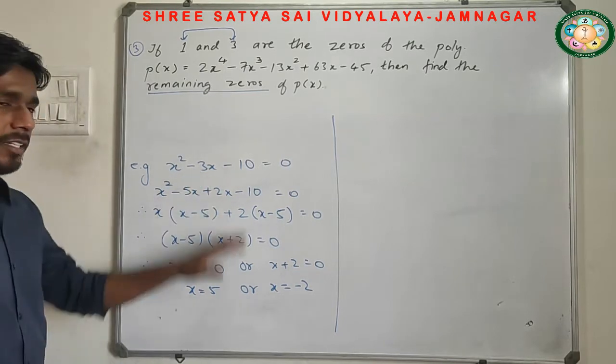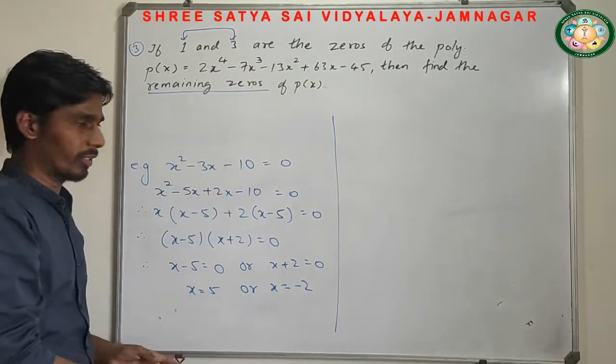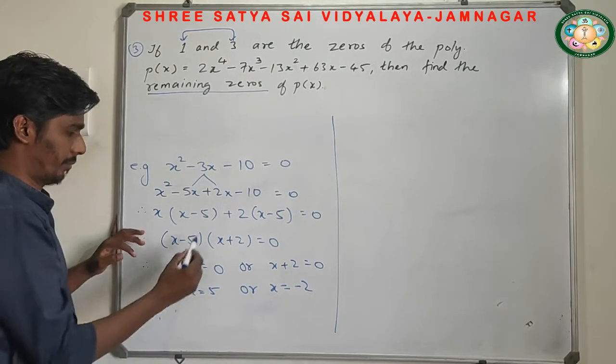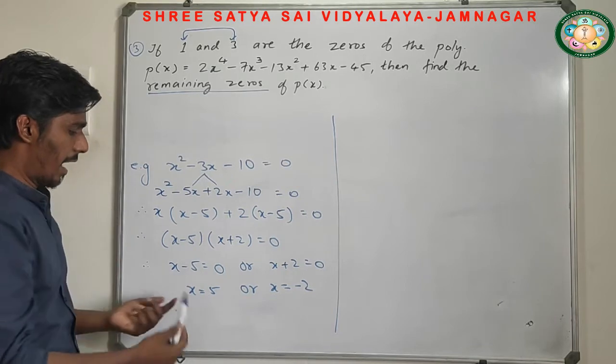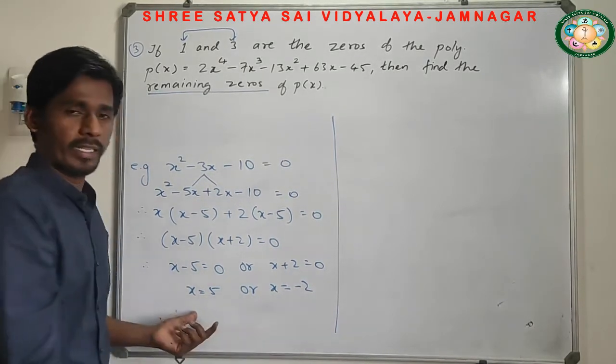Now just take a simple example of this. This question is not related to this one. Here in a quadratic equation, by splitting the middle term, by factorizing this, I got the values of x equals 5 and x equals minus 2.